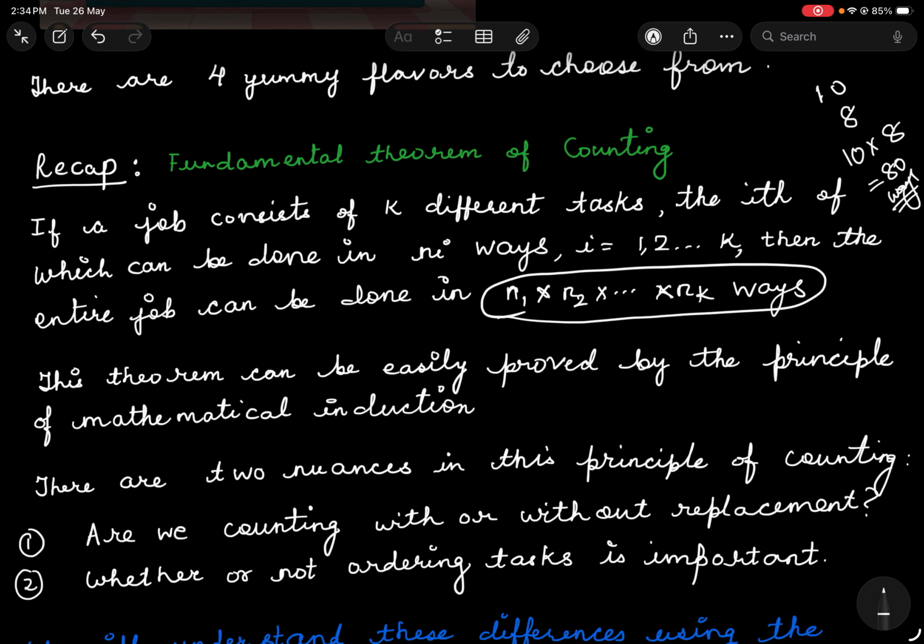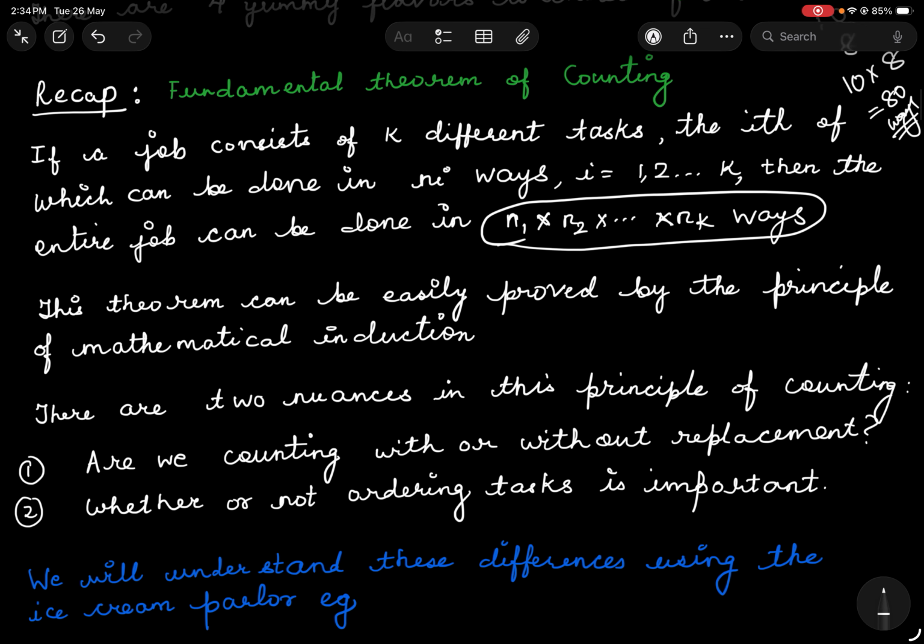Okay, and this theorem can be very easily proved using the principle of mathematical induction. I have covered this in my previous lecture, so you can go through it. But this proof is not at all required for this lecture, so let's just carry on and try to understand more nuances associated with counting and the problems that come with it.